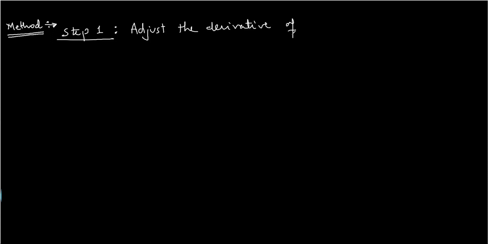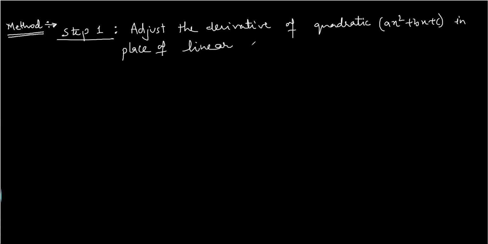Adjust the derivative of quadratic. By quadratic, I mean ax square plus bx plus c. Adjust the derivative of quadratic in place of the linear expression. By linear, I mean px plus q.